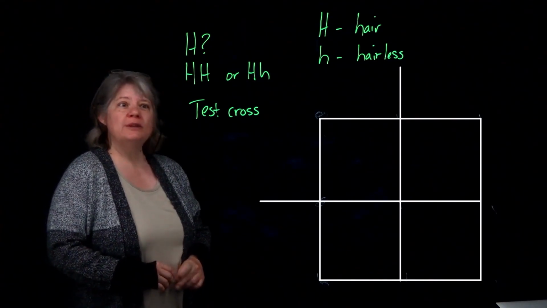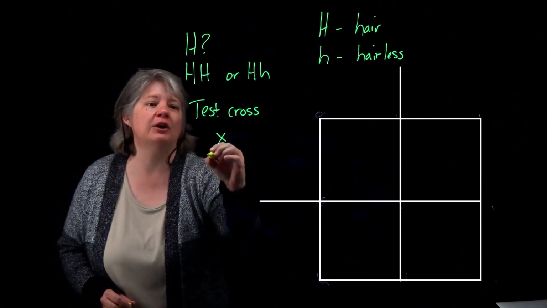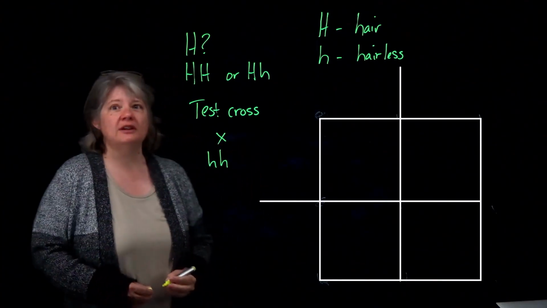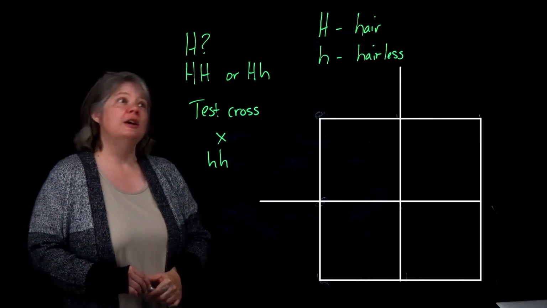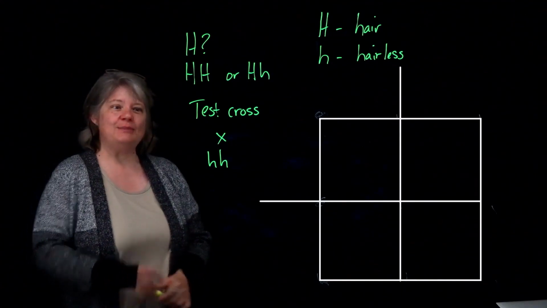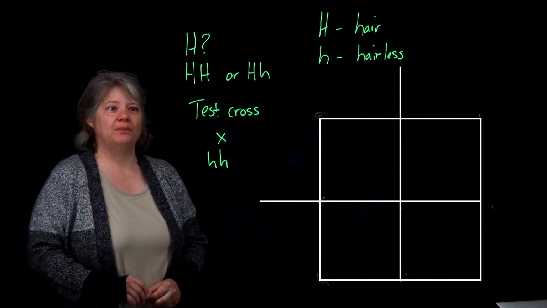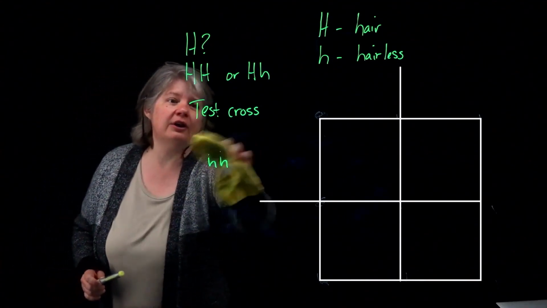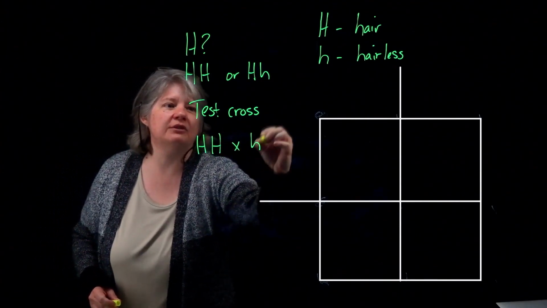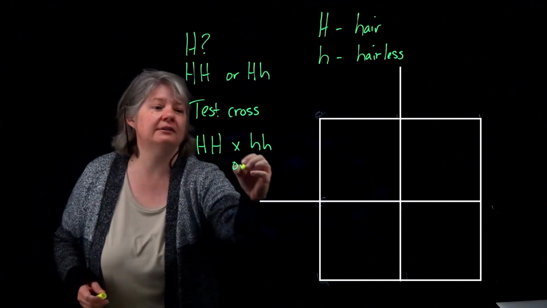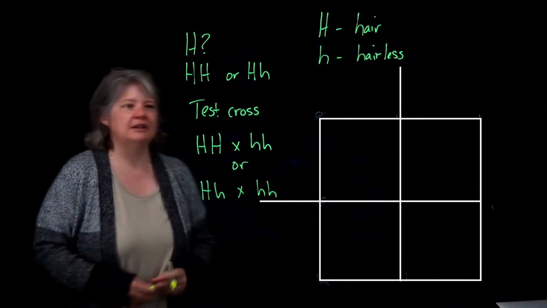Okay? When we perform a test cross, we are always going to cross our guinea pig with its unknown genotype with an individual that is homozygous recessive for whatever the trait is that we're looking at. So we're going to cross our haired guinea pig with a hairless guinea pig because we know that that hairless guinea pig will have the genotype little h, little h. Okay? So now our cross is big H, big H, or big H, little h, crossed with little h, little h.